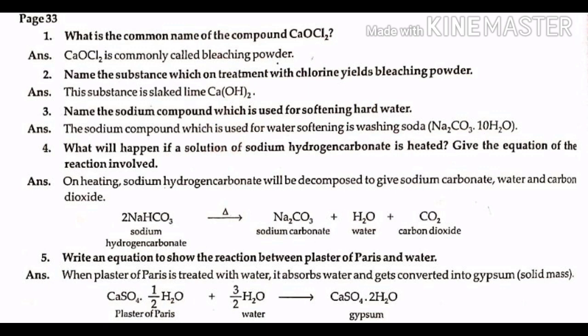Question number 1. What is the common name of the compound CaOCl2? Answer. CaOCl2 is commonly called bleaching powder. Number 2. Name the substance which on treatment with chlorine yields bleaching powder. This substance is slaked lime, Ca(OH)2. Number 3. Name the sodium compound which is used for softening hot water. The sodium compound which is used for water softening is washing soda, Na2CO3 10H2O.